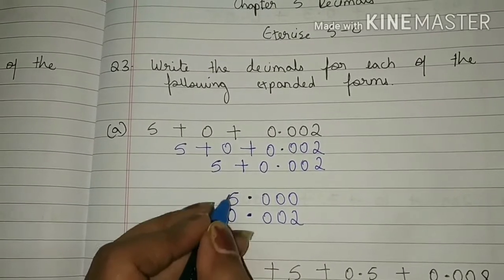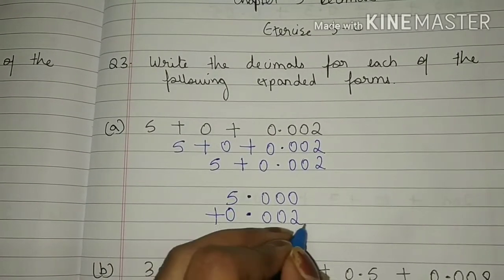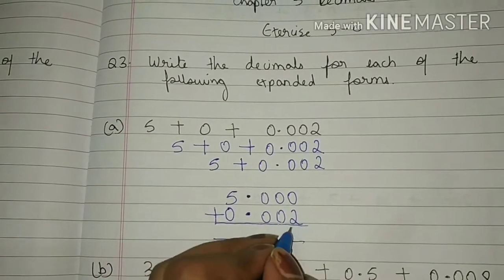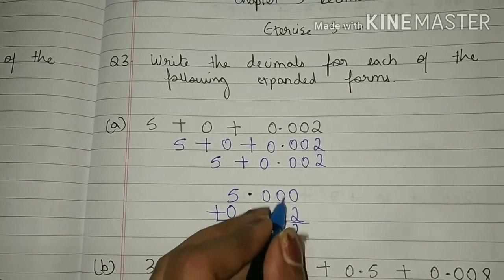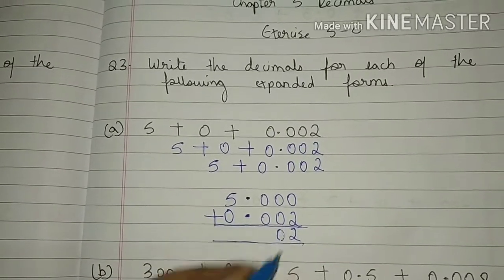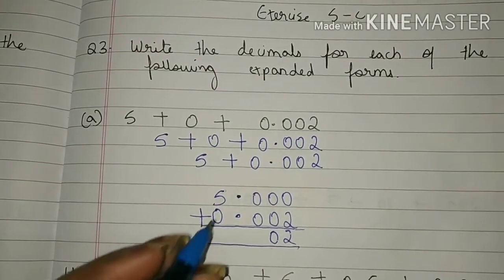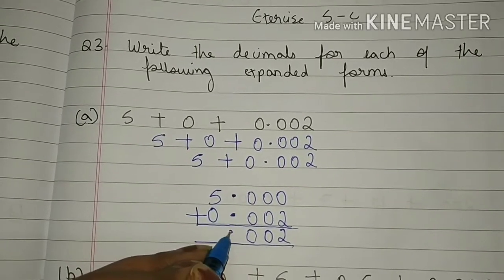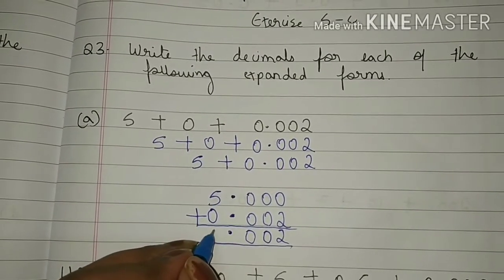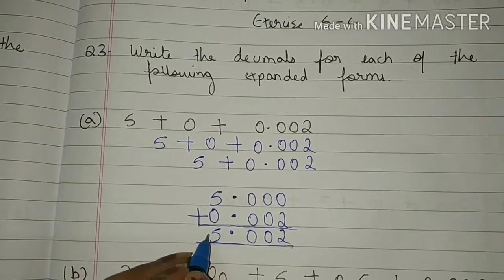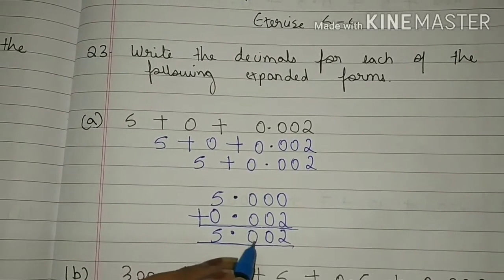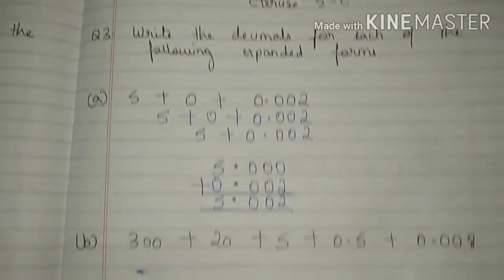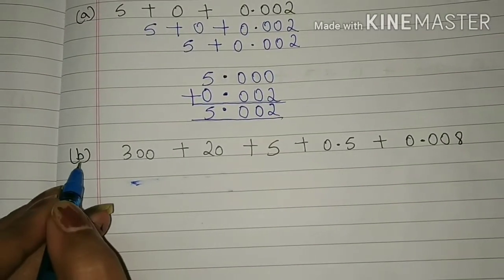Now students, we will add these two numbers. 0 plus 2 is equal to 2. 0 plus 0 is equal to 0. 0 plus 0 is equal to 0. Decimal point. 5 plus 0 is equal to 5. Students, 5.002. This is your answer. Now students, come to B part.